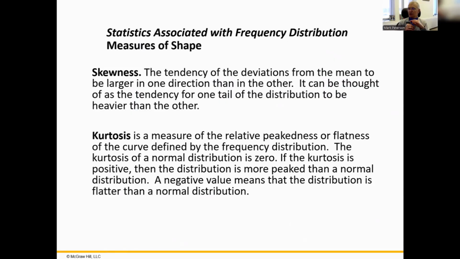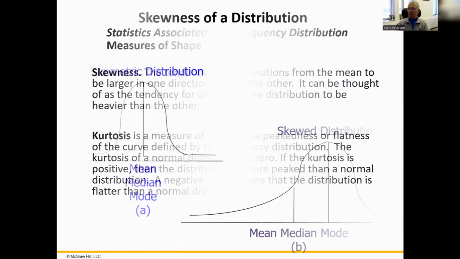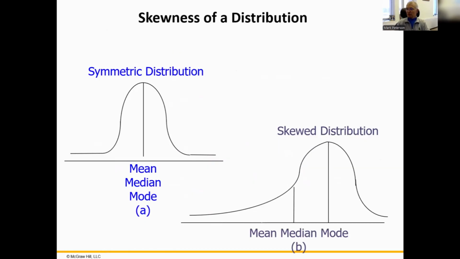Skewness and kurtosis give you an understanding of the distribution here. Skewness is whether the tail is in one direction or the other, and kurtosis is the peakedness of the data here. So here we have a symmetric distribution there and a symmetric distribution. The mean, the median, the mode all line up on the same value on the baseline there.